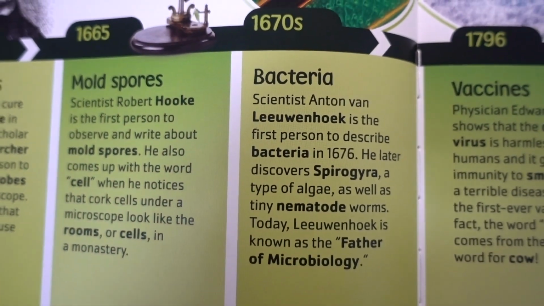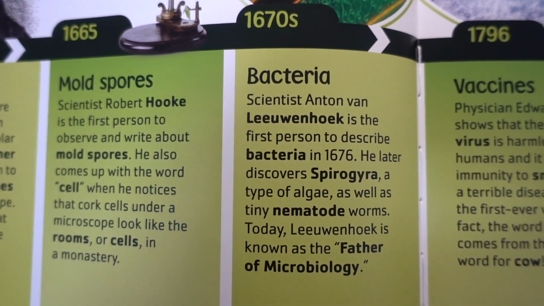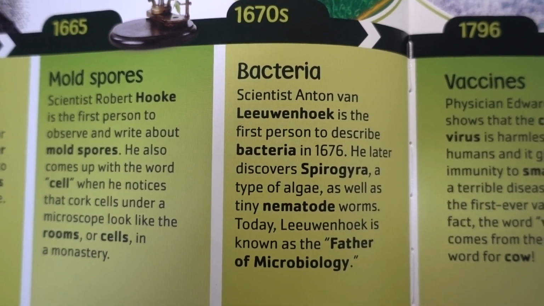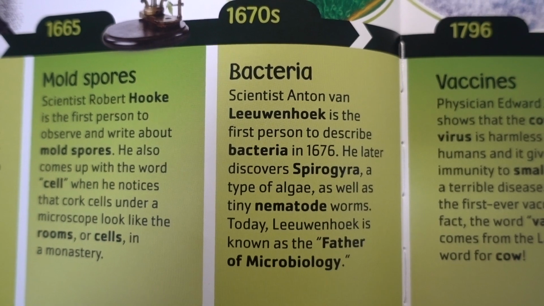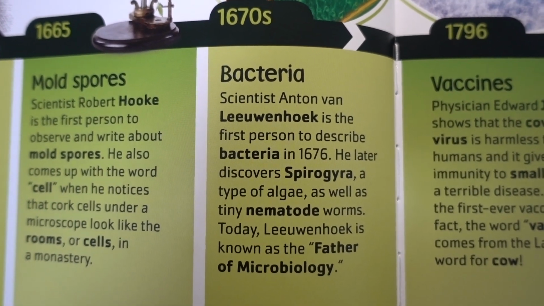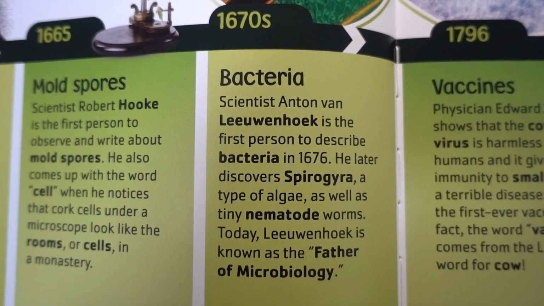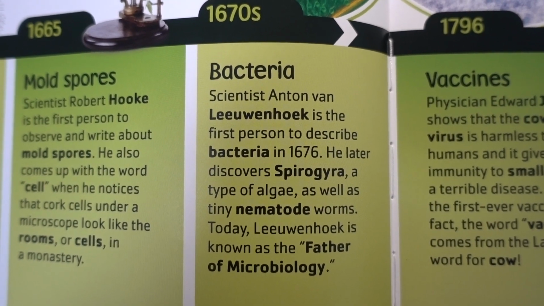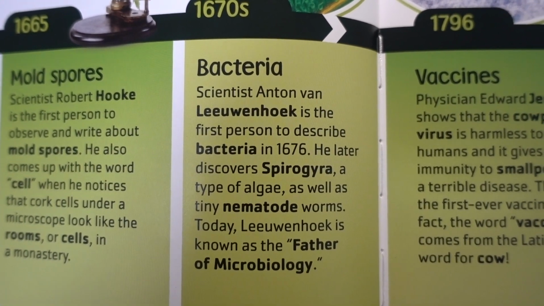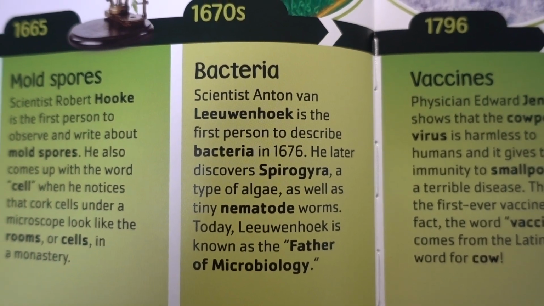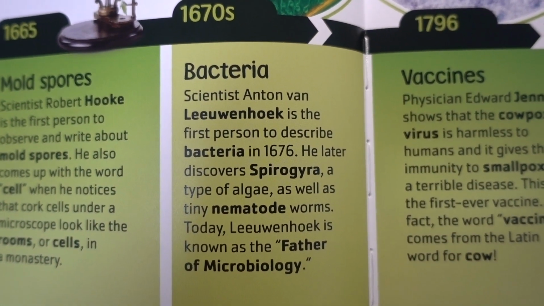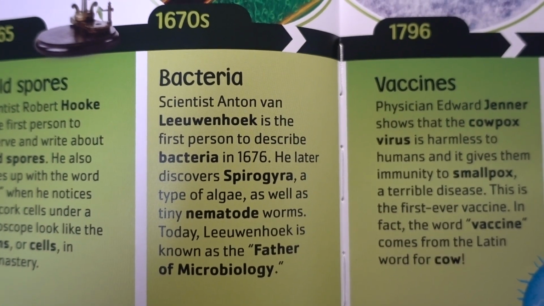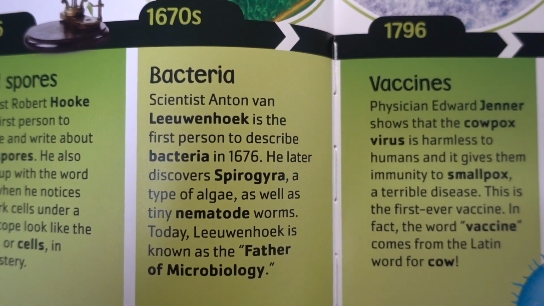1670s. Bacteria. Scientist Anton van Leeuwenhoek is the first person to describe bacteria in 1676. He later discovers Spirogyra, a type of algae, as well as tiny nematode worms. Today, Leeuwenhoek is known as the father of microbiology.